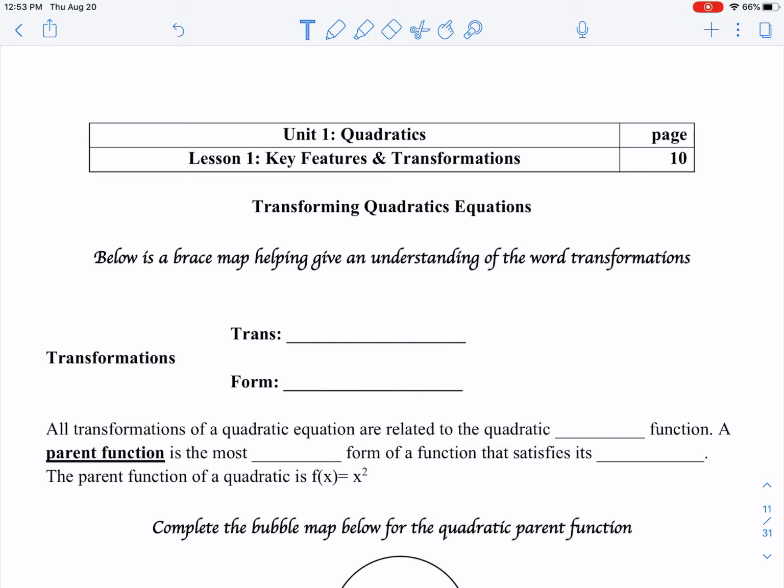Moving on into transforming quadratics, I actually want to start off by talking about what a transformation is. The word transformation can be broken down into transform. Trans simply means to change. Form is like the orientation, place, or the way something looks.